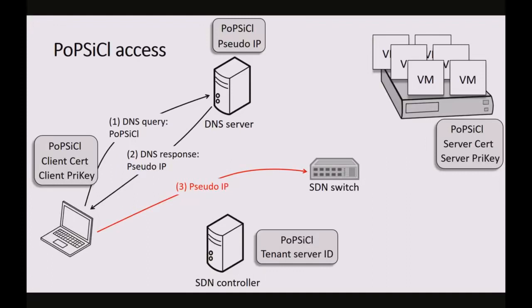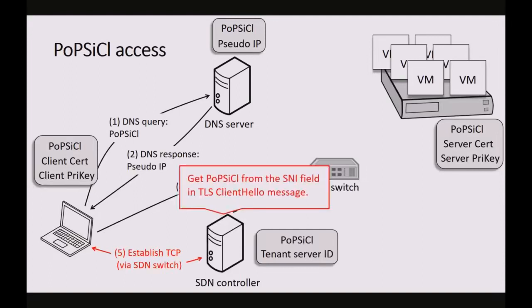Now what that means is that when the traffic hits the switch in the data center, it's just going to be routed to the controller. So it gets routed to the controller. The controller goes ahead and completes the TCP connection with the client and awaits the client hello message of the TLS connection. And when it sees that, it now knows what popsicle the client wants to access, and it can look up what the real tenant is.